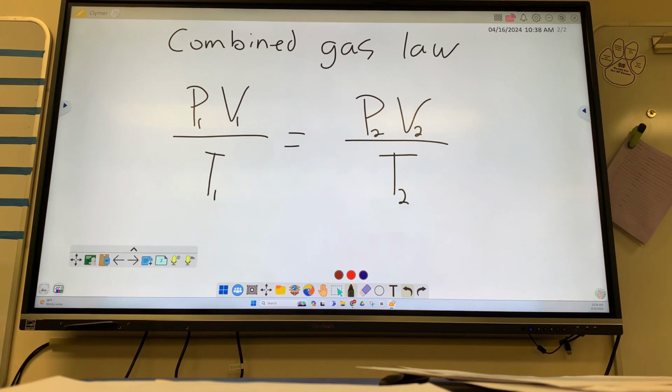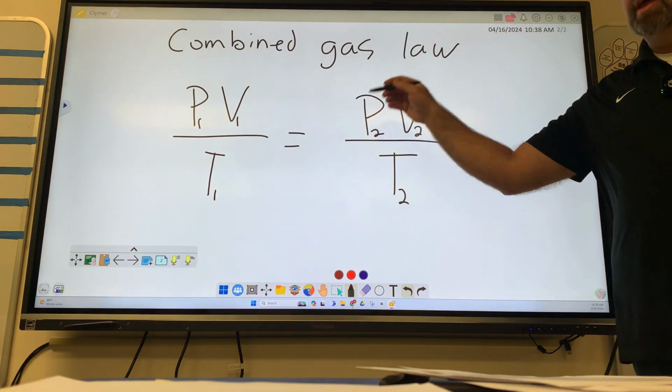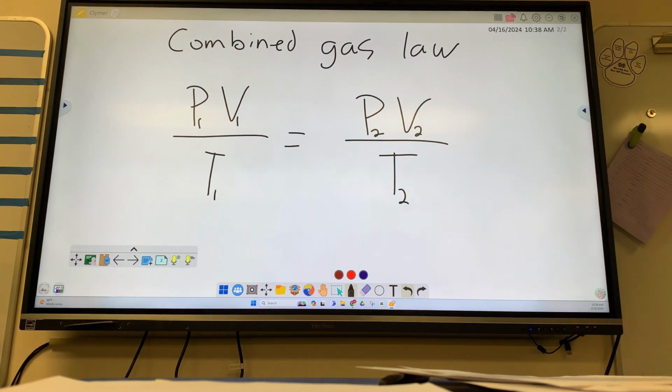The ones and the twos stand for initial condition and then changed condition. So if you multiply pressure and volume and divide it by temperature of a selection of gas, and then you change one or more of those things, when you remeasure and redo the math, they will be equal on the other side. Okay, so have this real big. This is the combined gas law. If you can remember this, you will be fine for next week's quiz. PV over T equals PV over T.